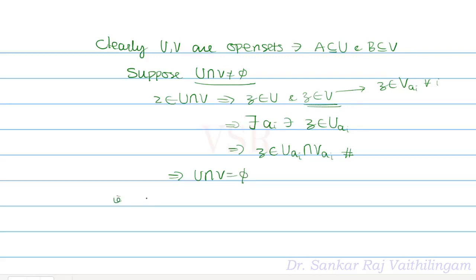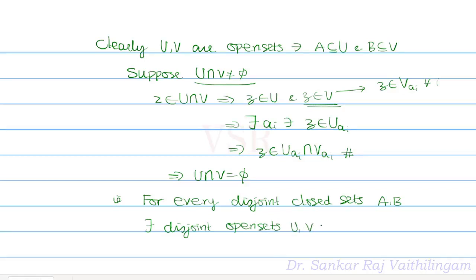That is, for every disjoint closed sets A, B, there exist disjoint open sets U, V such that A is a subset of U and B is a subset of V. So this implies that capital X is normal. Okay.